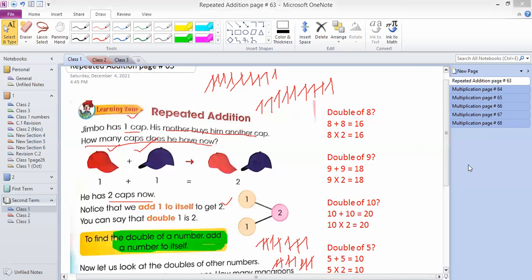So guys, for finding out the double of 10, you will either add 10 with 10. In this way, you will also get 20, or multiply 10 by 2. In both ways, you will find the same answer, which is 20.